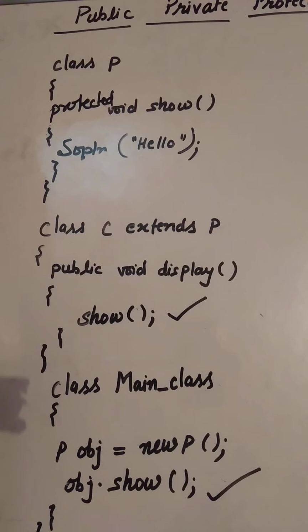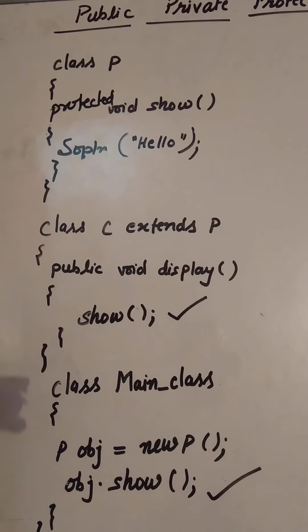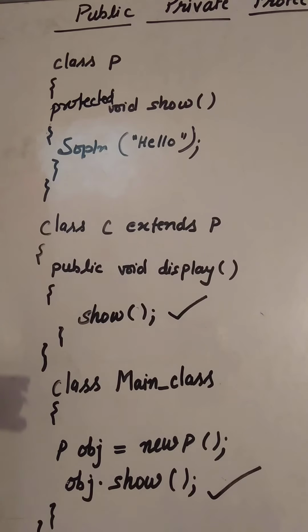Public we can access inside the class as well as outside the class. Private is accessed only inside the base class. And protected can be accessed inside the class and not outside the class. Outside means a different package. Outside the class means we cannot access the method in a different package. Clear? These are the access specifiers or visibility modes. Okay.